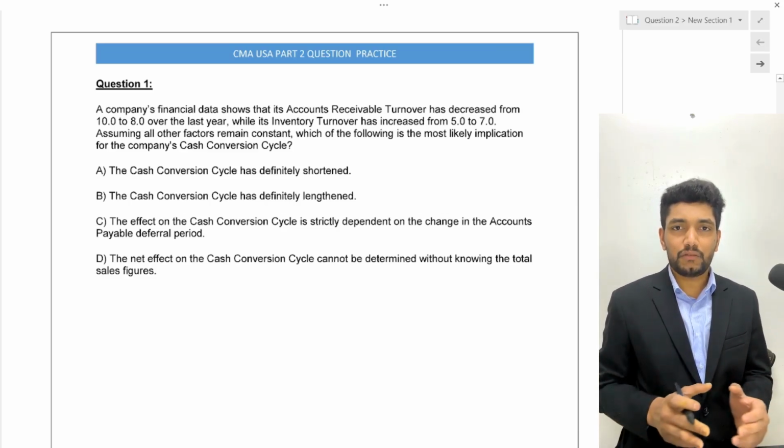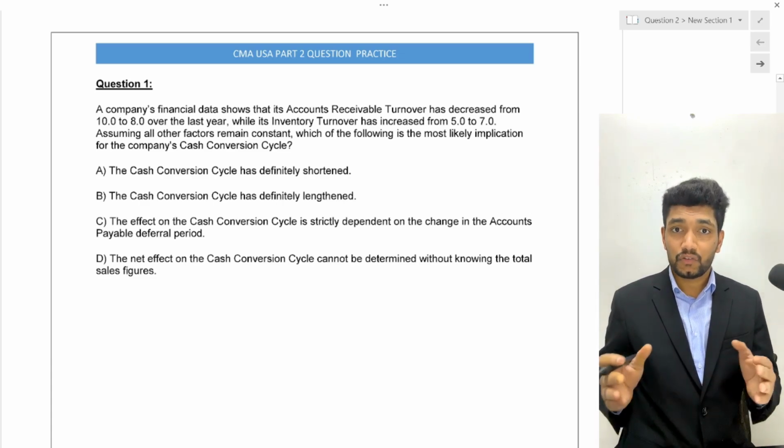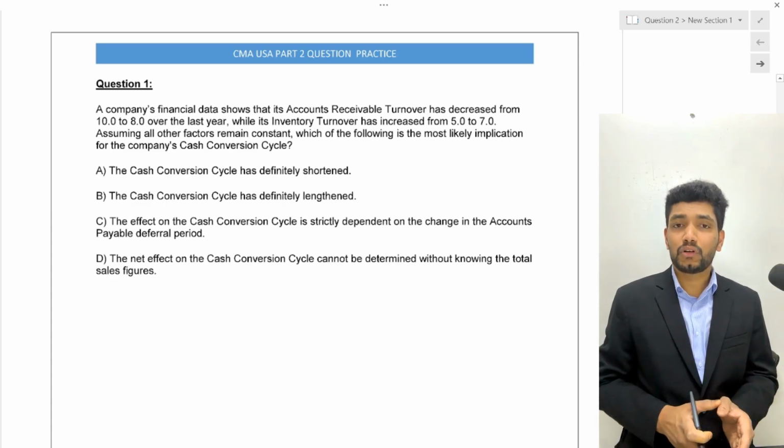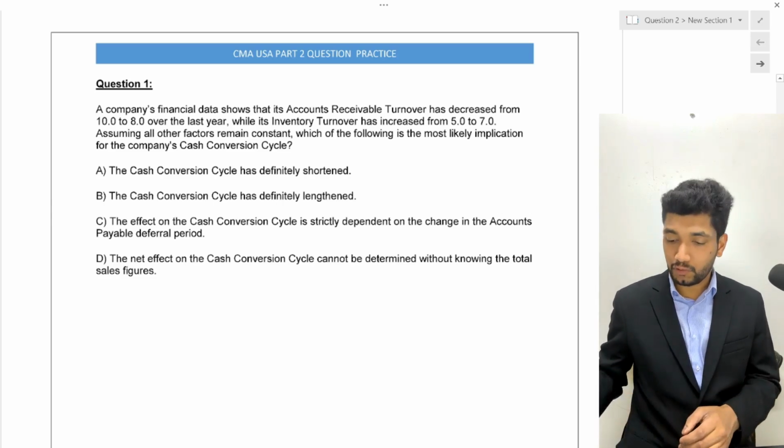So in today's session, we are going to continue our last session, that is question practice for the CMA USA examination Part 2, financial statement analysis part. So let's move to our first question quickly.